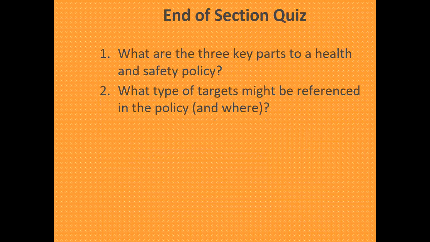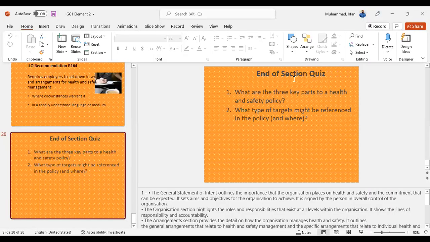So what are the three key parts of the health and safety policy? Can anyone answer that? Yes, guys, what are the key parts of the health and safety policy? We have just discussed the statement of intent, its importance, the arrangement section, how to achieve. The organization section highlights the roles and responsibilities and the arrangements of provision, how to provide, who is responsible to provide these resources.